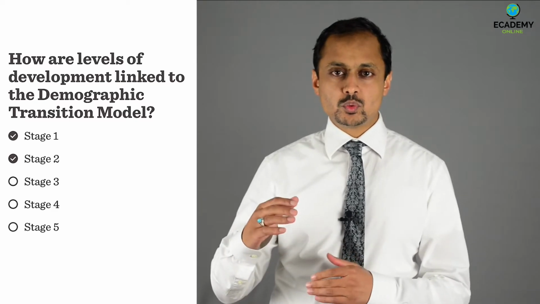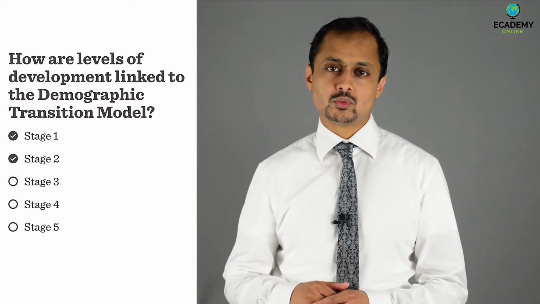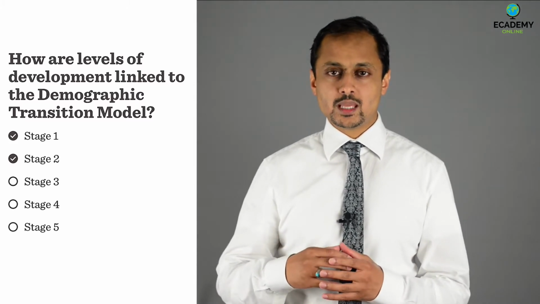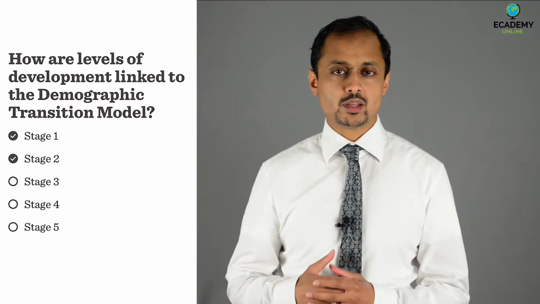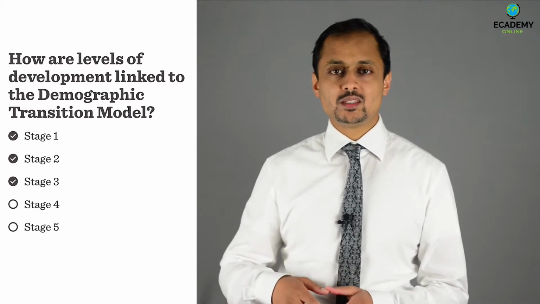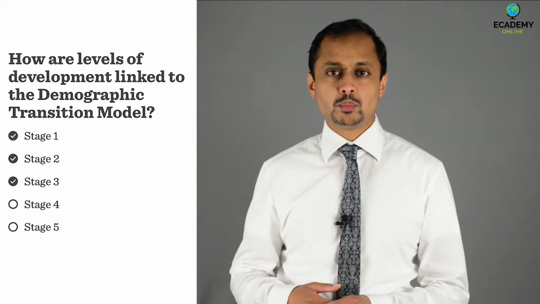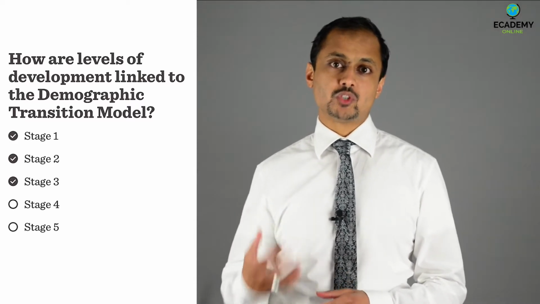This divide between the high birth rate and declining death rate leads to a natural phenomenon within the country known as natural increase. In stage 3, we begin to see the birth rate starting to decline. This is primarily because cultural values may have changed within the country.